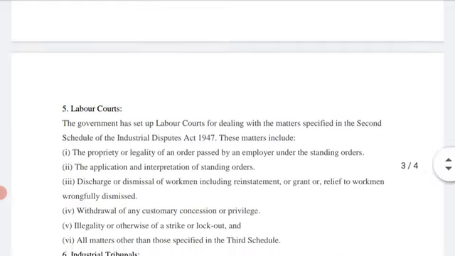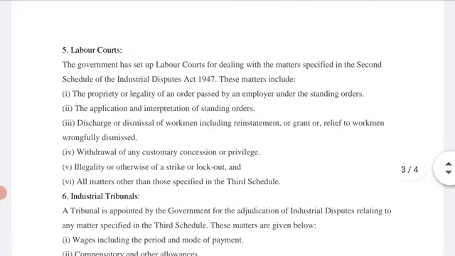Okay, then labor courts. The government has set up labor courts for dealing with the matters specified in the second schedule of the Industrial Dispute Act 1947. These matters include, see, labor courts are also scheduled in the Industrial Dispute Act 1947. What are the matters which are included in labor courts?